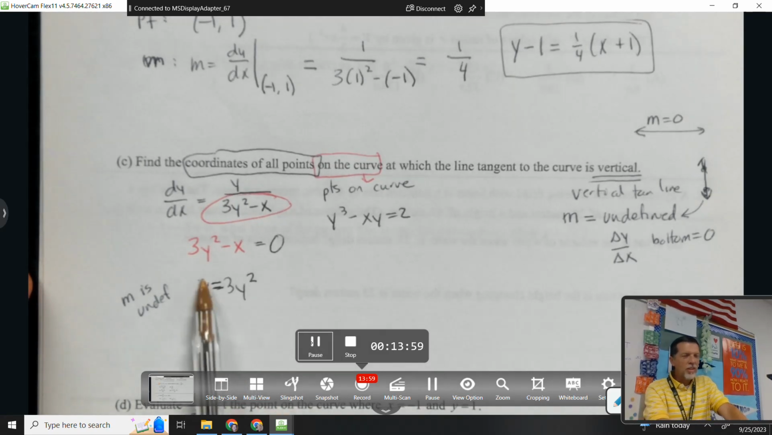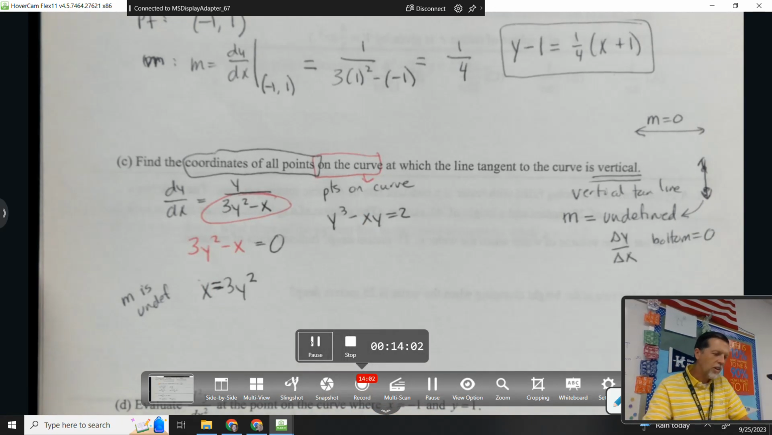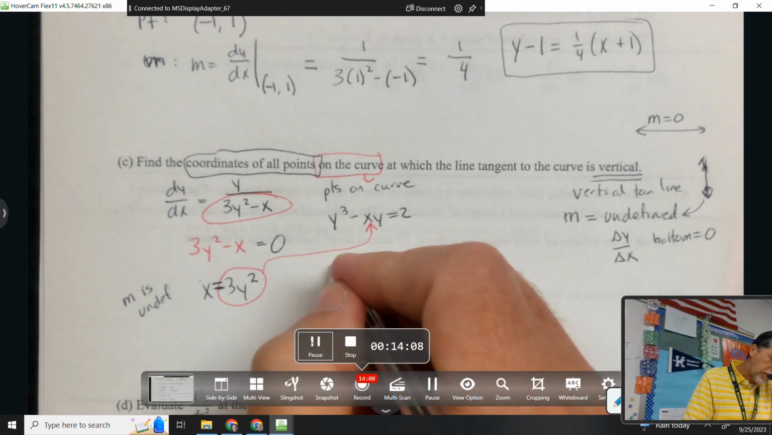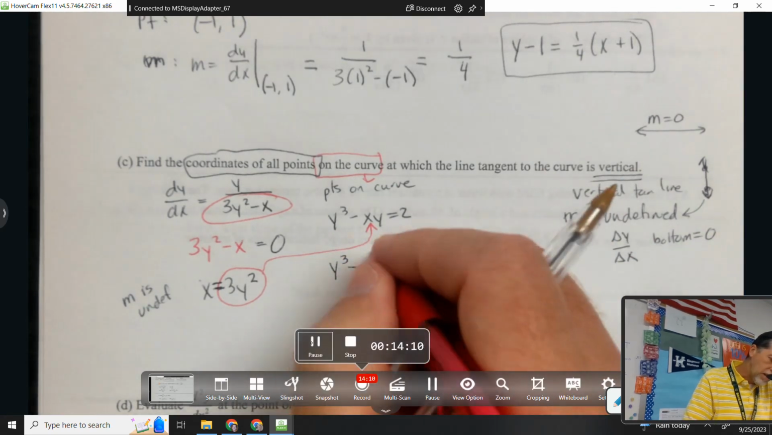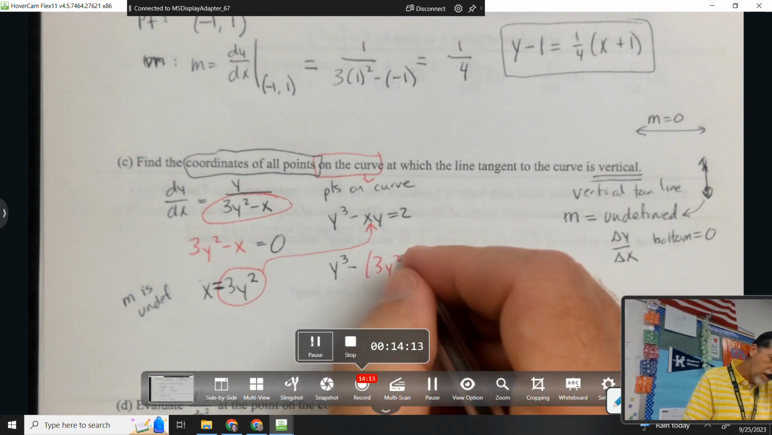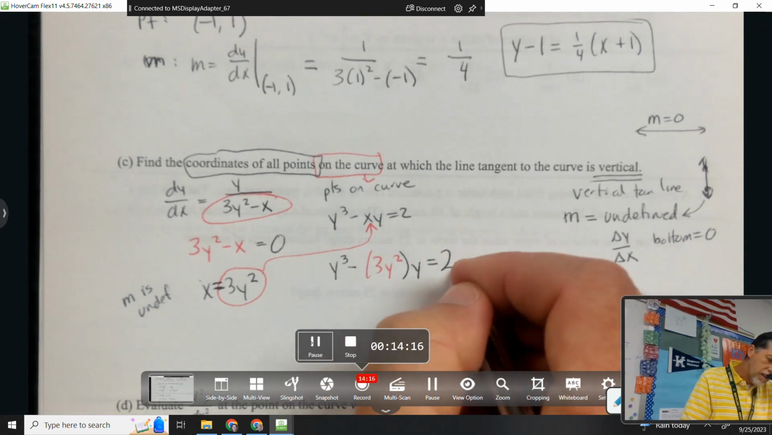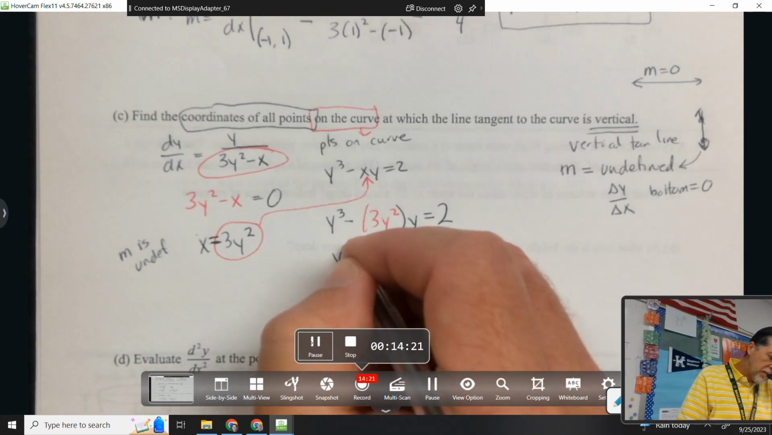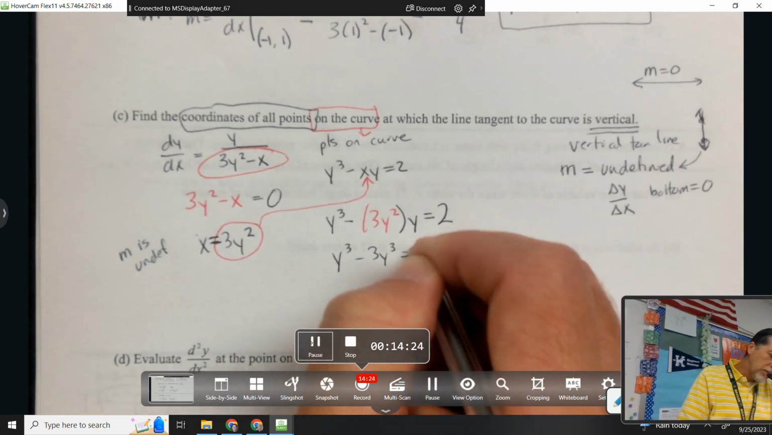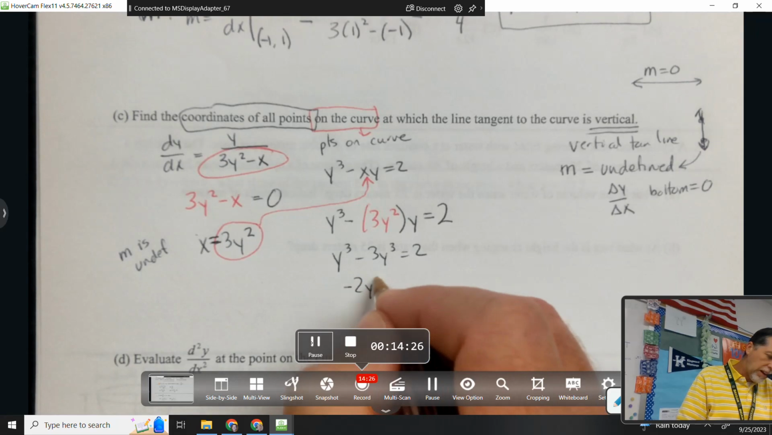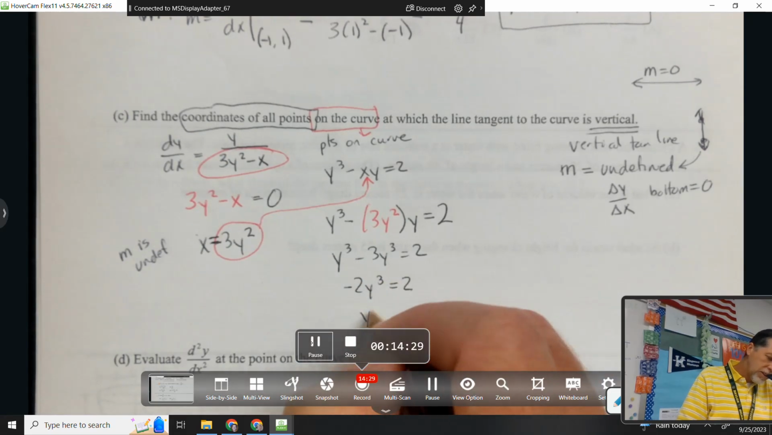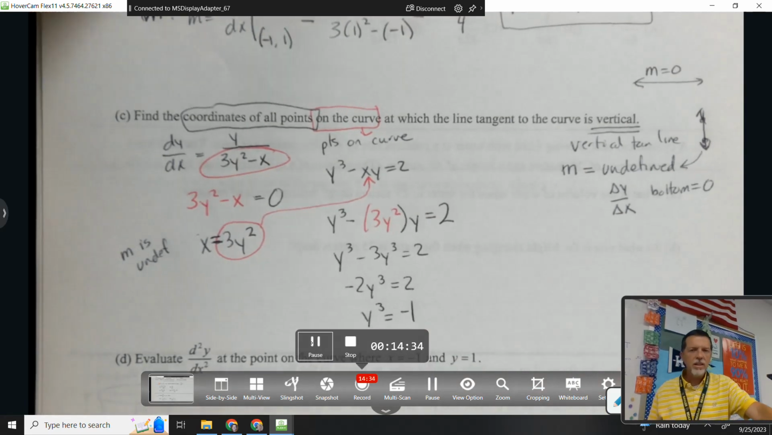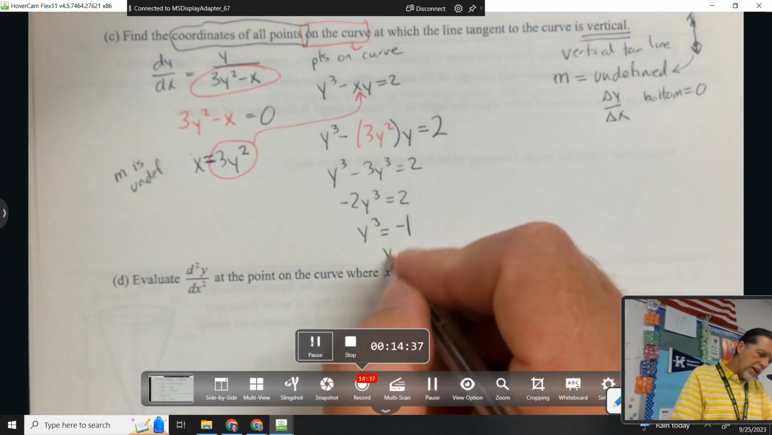This is where the slope is undefined. These are the points on the curve. So I can plug in 3y squared for x. And now I've got all y's. y cubed minus 3y cubed equals 2. Negative 2y cubed equals 2. Algebra fun all the way down here. So y cubed is negative 1, which means that y is negative 1.